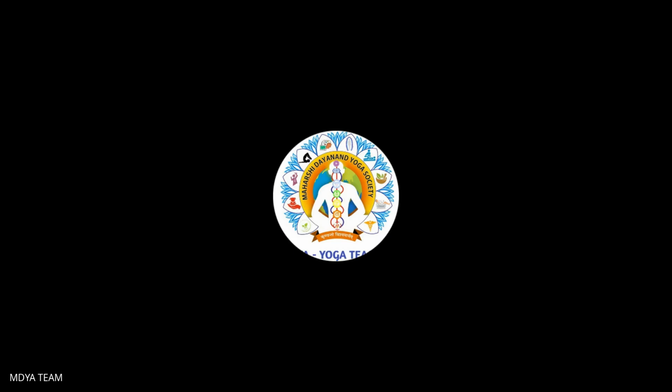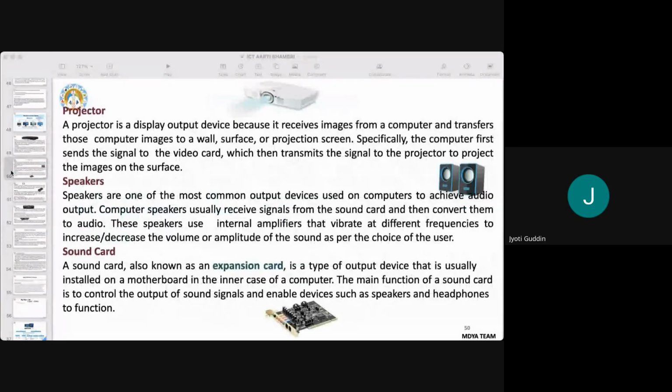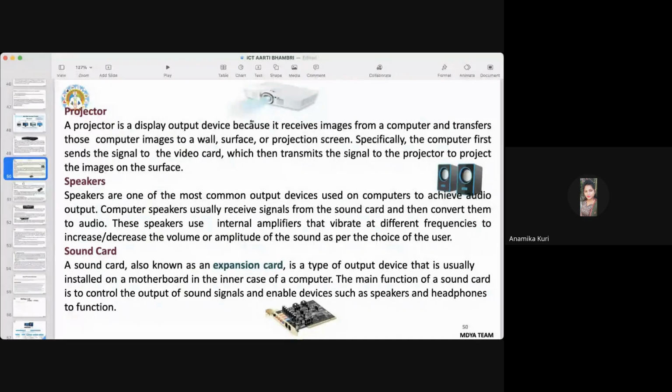Okay. So just tell me whether the screen is visible to you. Okay. I think it's visible, right? Yes, ma'am. Okay.